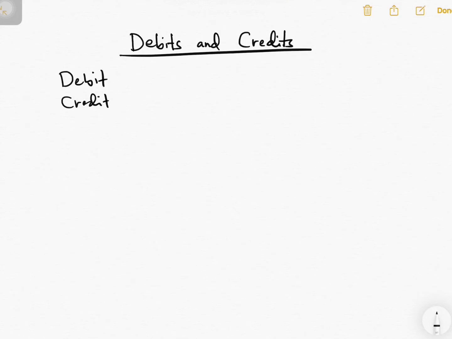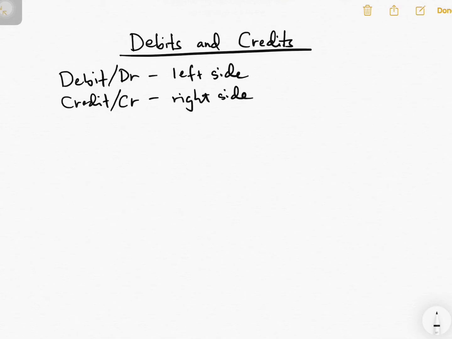So in books, you will be seeing DR. So that's debit and CR for credit. It's DR because of the word debere and CR because of the word credere. Anyway, when we say debit, it's the left side, while credit, this is the right side.